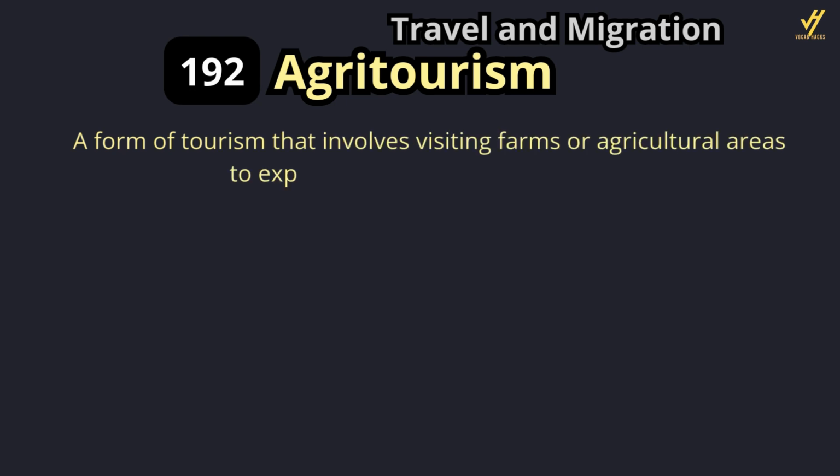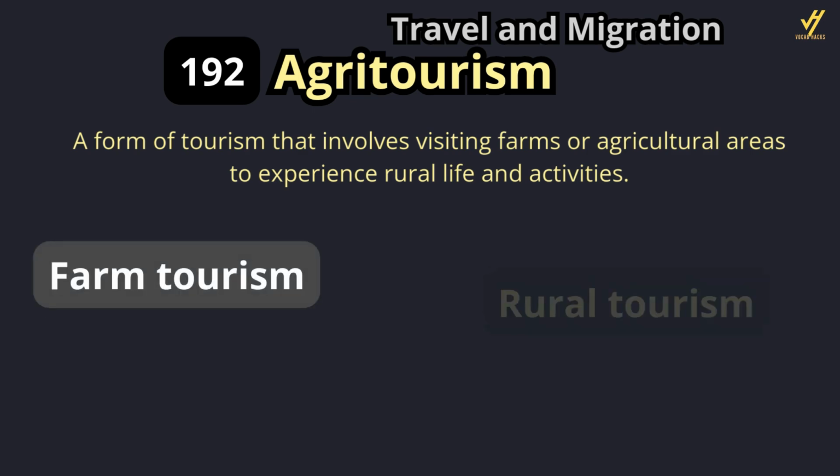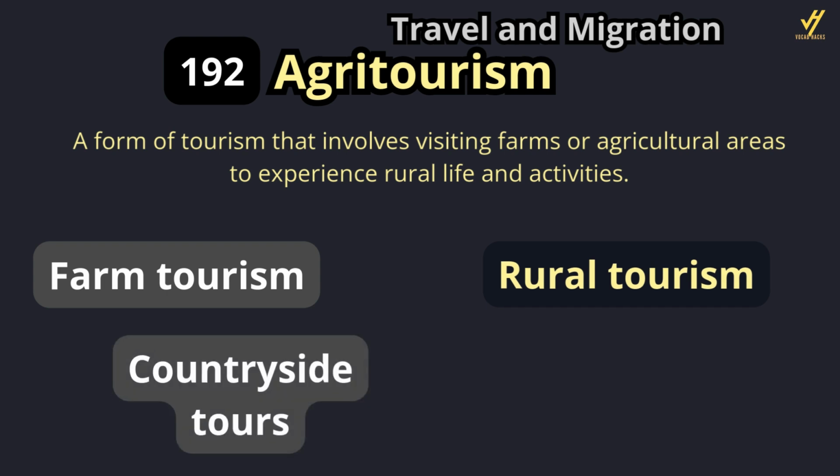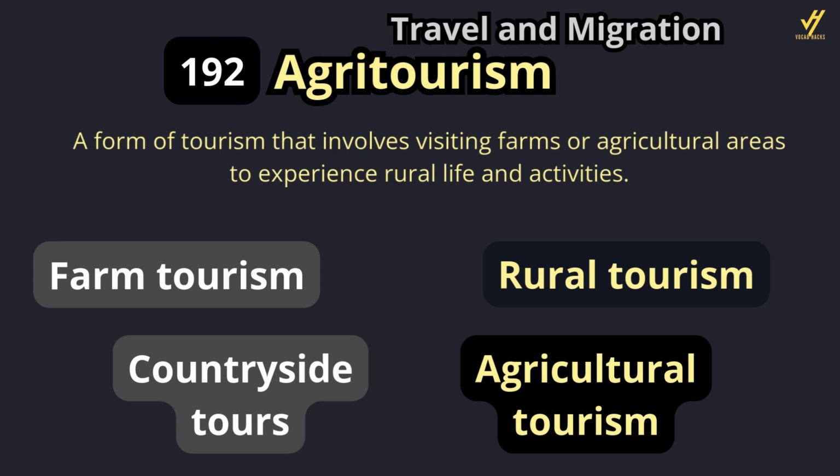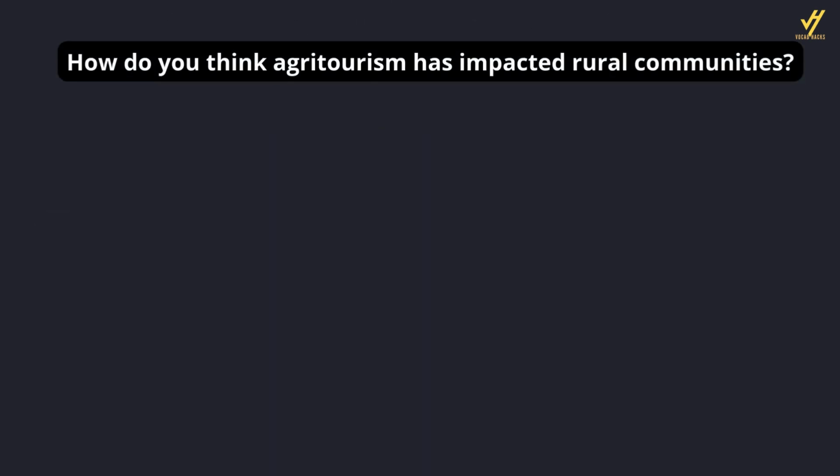Agritourism. A form of tourism that involves visiting farms or agricultural areas to experience rural life and activities. Farm tourism. Rural tourism. Countryside tours. Agricultural tourism. How do you think agritourism has impacted rural communities?